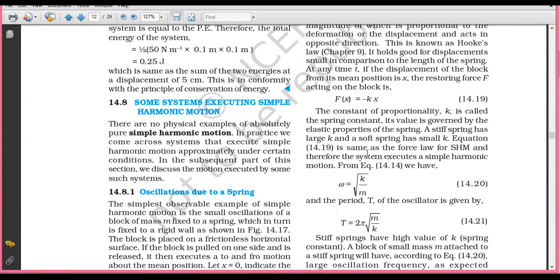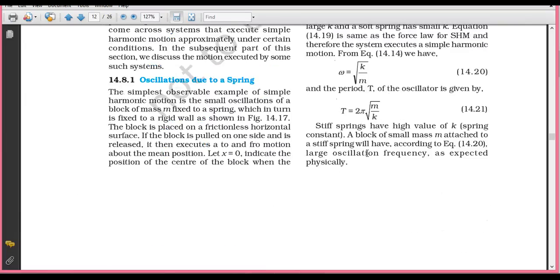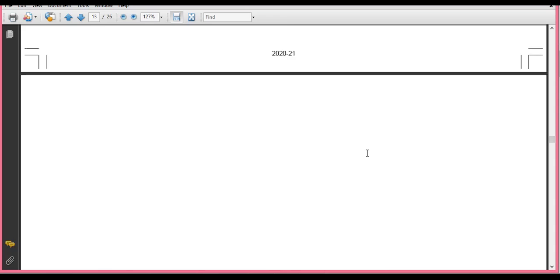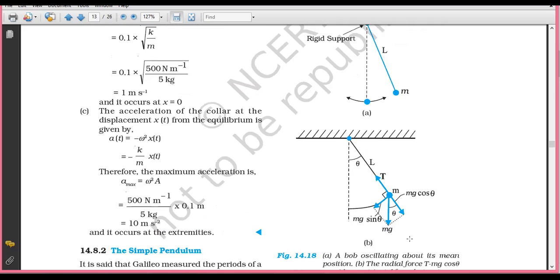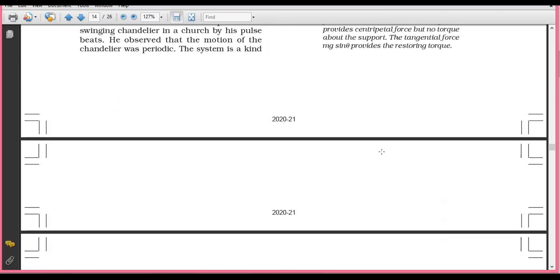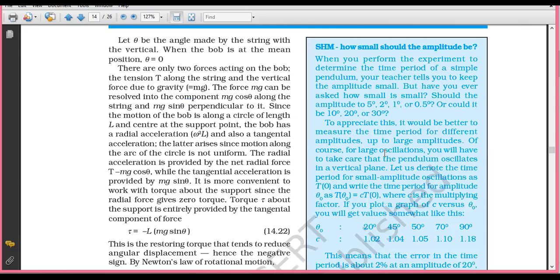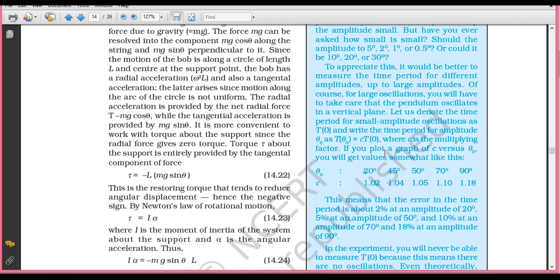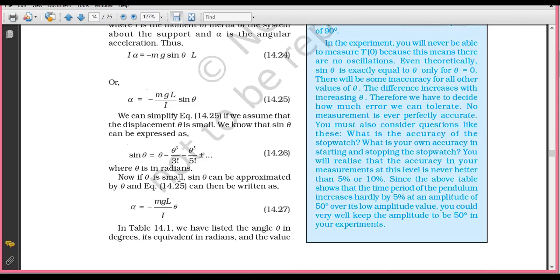Oscillations due to a spring, we need to discuss this. I think this is what we discussed right now, mg cos theta, mg sin theta, right? We talked about all these derivations right now. Okay, tau is equal to I alpha. So go back and study it.